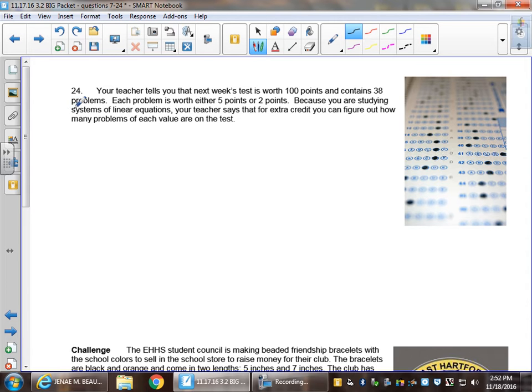Your teacher tells you that next week's test is worth 100 points and contains 38 problems. Each problem is worth either 5 points or 2 points. Because you are studying systems of linear equations, your teacher says that for extra credit, you can figure out how many problems of each value are on the test. How exciting. So we're looking for how many of each number. Finding the number of each item tells me that this is an AX plus BY equals C system.